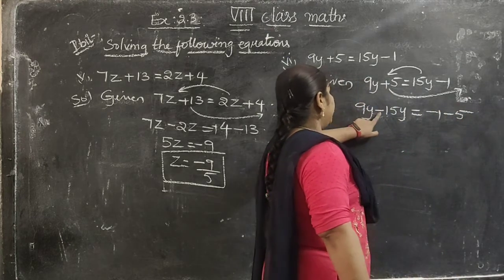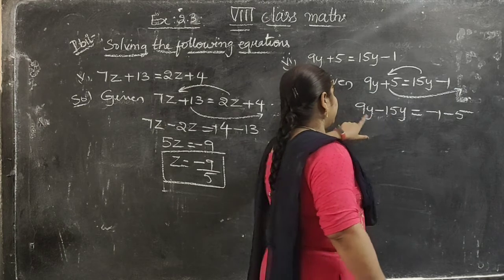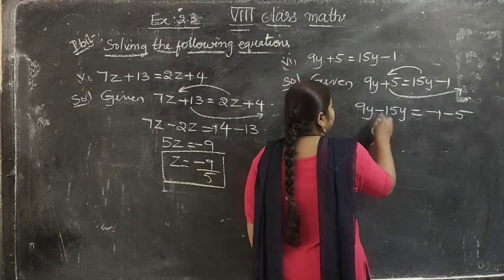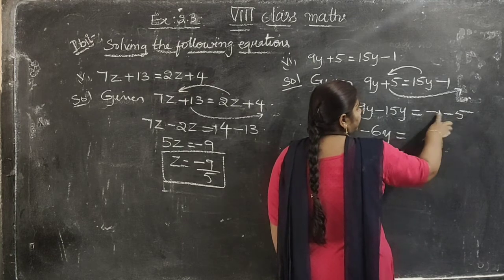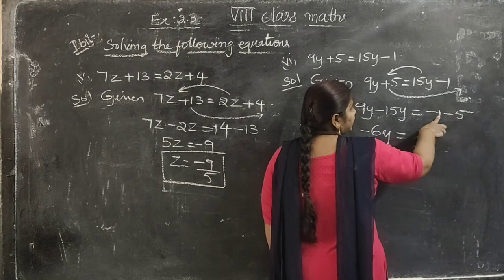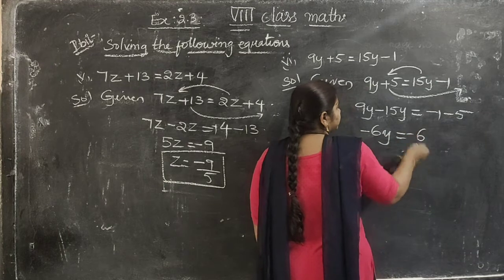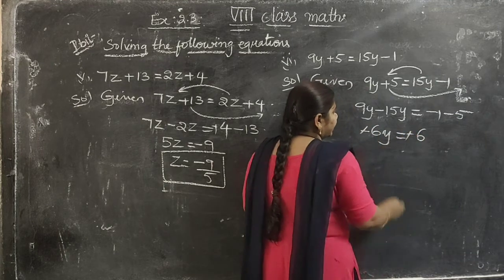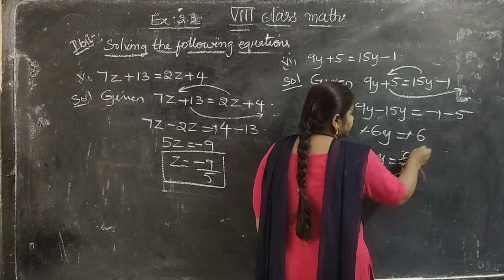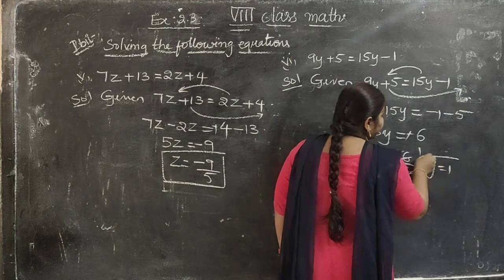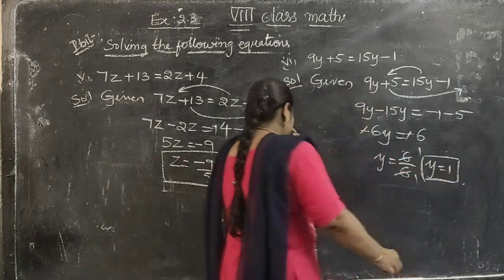So plus into minus is minus. 15 minus 9 is 6. Bigger number sign is minus. Minus 1 minus 5, minus into minus is plus, 5 plus 1 is 6. Bigger number sign is minus. Minus minus will get cancelled. y is equal to 6 by 6. 6 ones are 6. So the y value we got is 1.